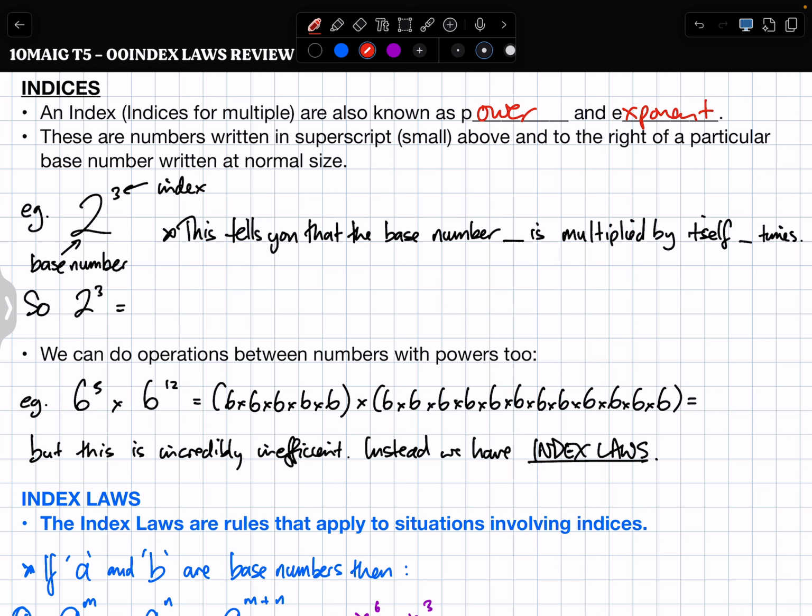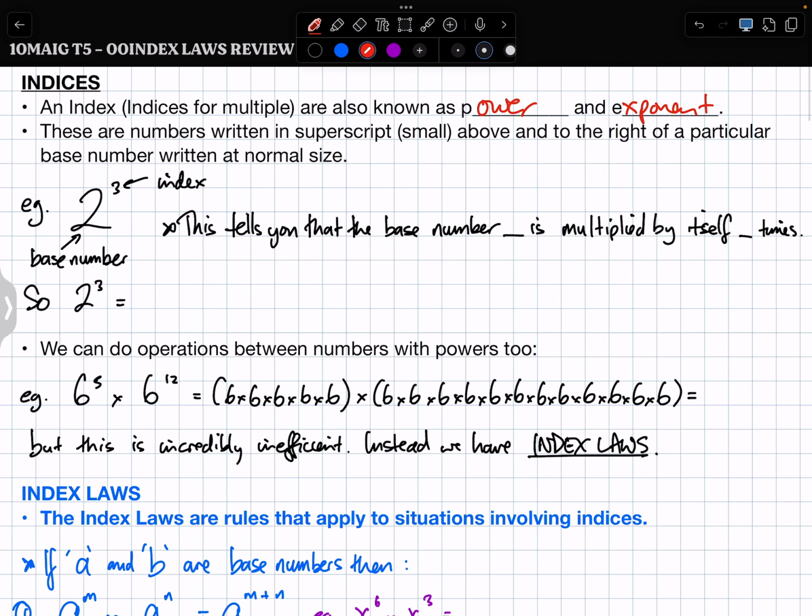Some Americans call it order as well. That's why they call it BODMAS. We call it BEDMAS, E for exponent. Who cares? It's the same thing.